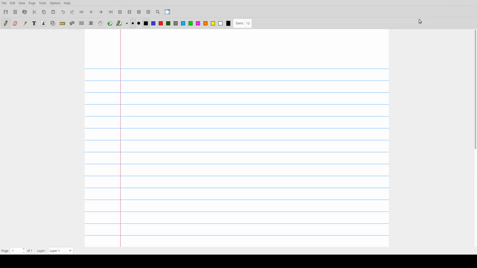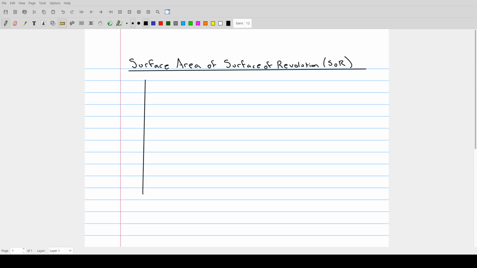Today we'll be talking about what's called the surface area of revolution, or SOR for short. So the main idea is that a surface of revolution can be generated by any function of x.